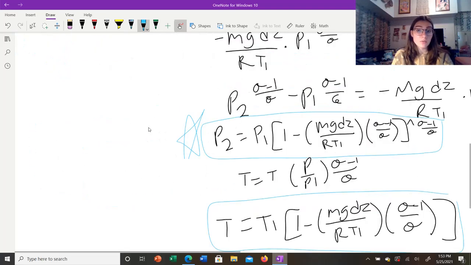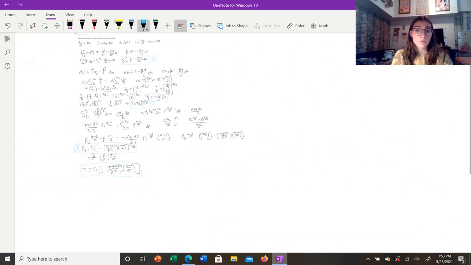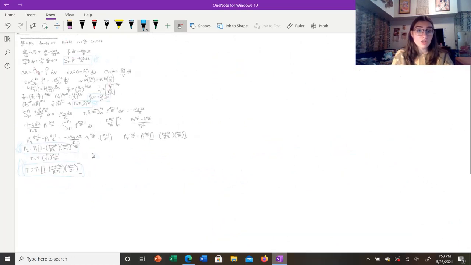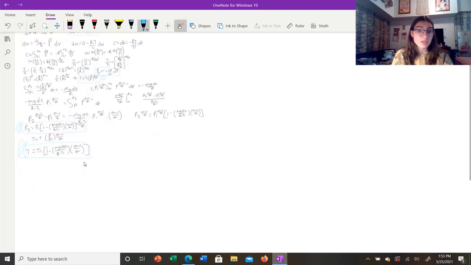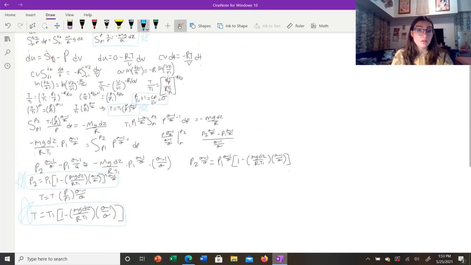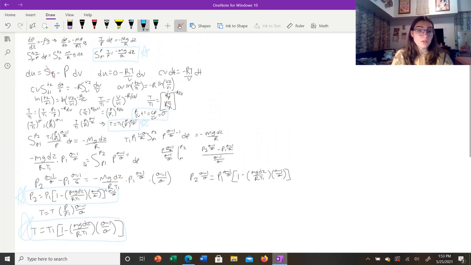These are the two things we wanted to find, and this is what we have found. Here's all the work showing us how we got there, our two equations that we hoped to find in the beginning, and we actually did find in the end, one for the pressure and one for the temperature.